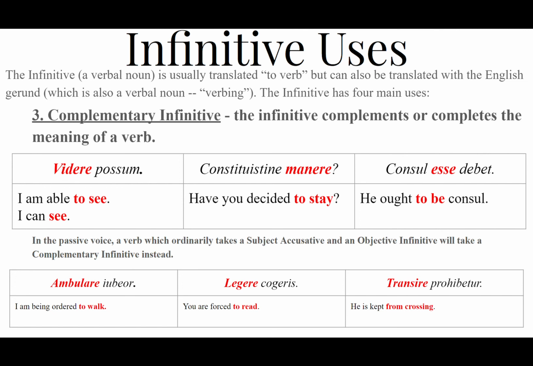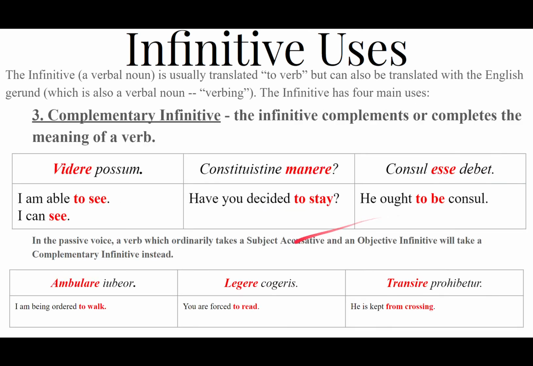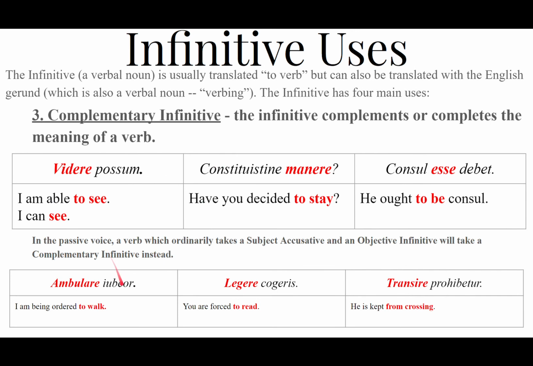Now make sure you note that if a verb is passive voice, and the verb ordinarily takes a subject accusative and an objective infinitive, so verbs from this slide, iubeo, cogo, prohibeo, verbs like that, if those verbs are passive, then they do not take an objective infinitive, but they take a complementary infinitive instead. Because what happens when these verbs turn into the passive, the subject accusative goes away.